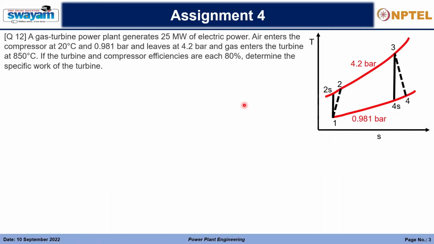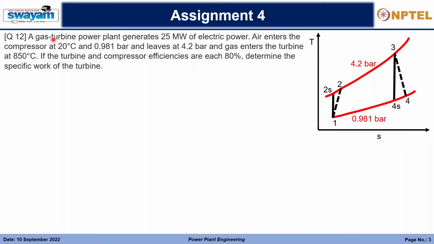Let us go to the next question, that was question number 12. There was a mistake actually in the question, although the mistake was not quite significant in the options. The correction to be made was the air inlet temperature to the compressor, which was given as 10 degrees Celsius but should have been 20 degrees Celsius. If you put this value, I think you will get the exact answer in the option.